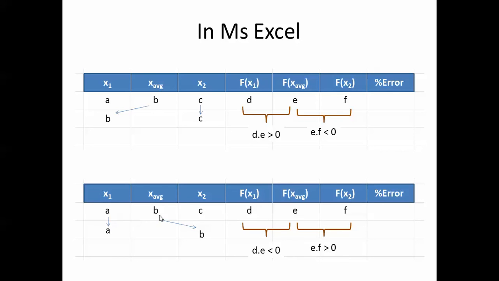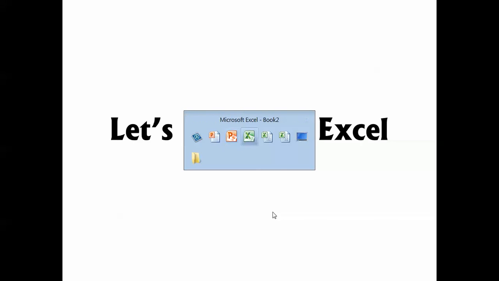So it's just setting up the first one or two rows, and then you drag it down to 30, 40, 100, whatever number of iterations you want, until you reach the accuracy that you want. Now let's see how we are going to do this in Microsoft Excel.